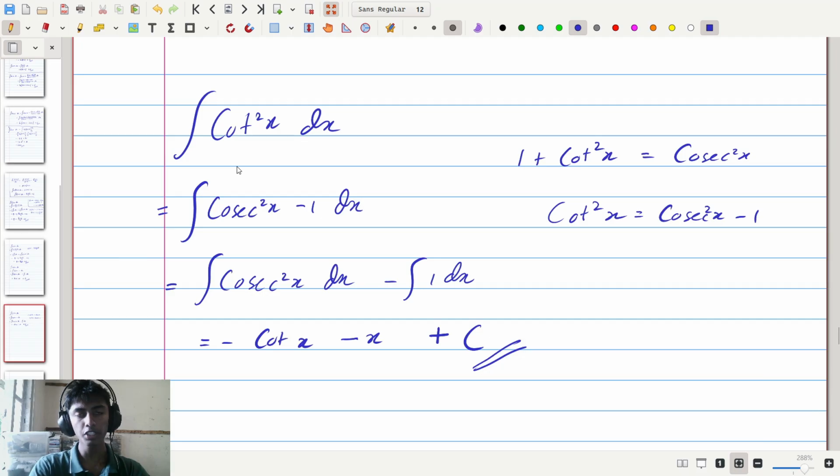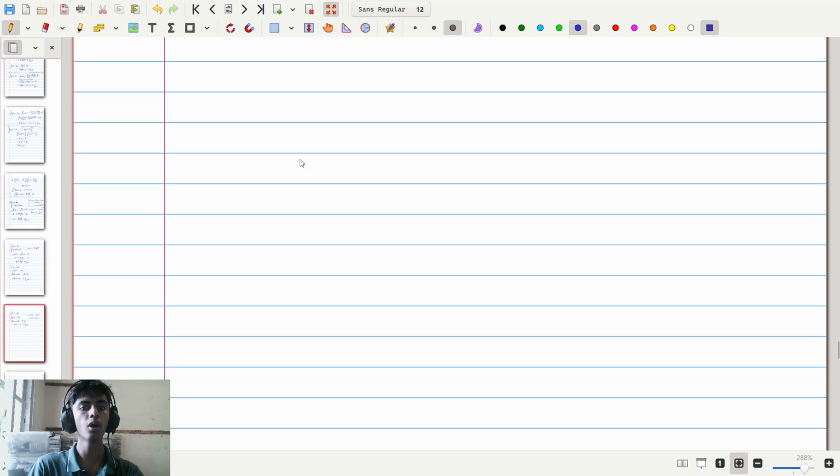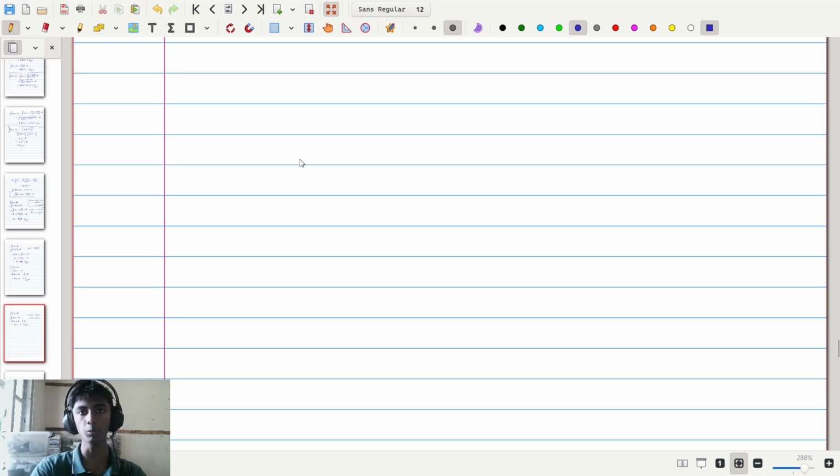The next two integrals we are going to solve are my personal favorite out of this bunch, and they are the integrals of the sine cubed of x and the cosine cubed of x.